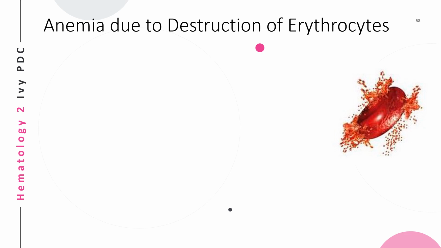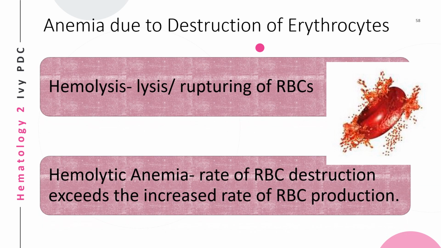The last category is anemia due to the destruction of erythrocytes. This destruction of erythrocytes is known as hemolysis, because hemolysis is the lysis or the rupturing of red blood cells. When RBCs rupture, the contents are released into the surrounding fluid.